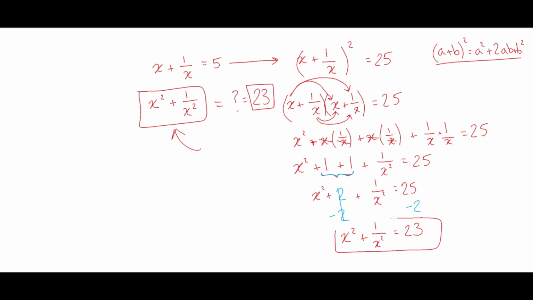This looked like a very extremely difficult problem. I mean, x plus 1 over x equals 5. How do we find this if we don't know what it's equal to? But if you just take it step by step and you multiply and you square, and all we did is we just expanded the left side of this equation after we squared it, and we got our answer as 23.